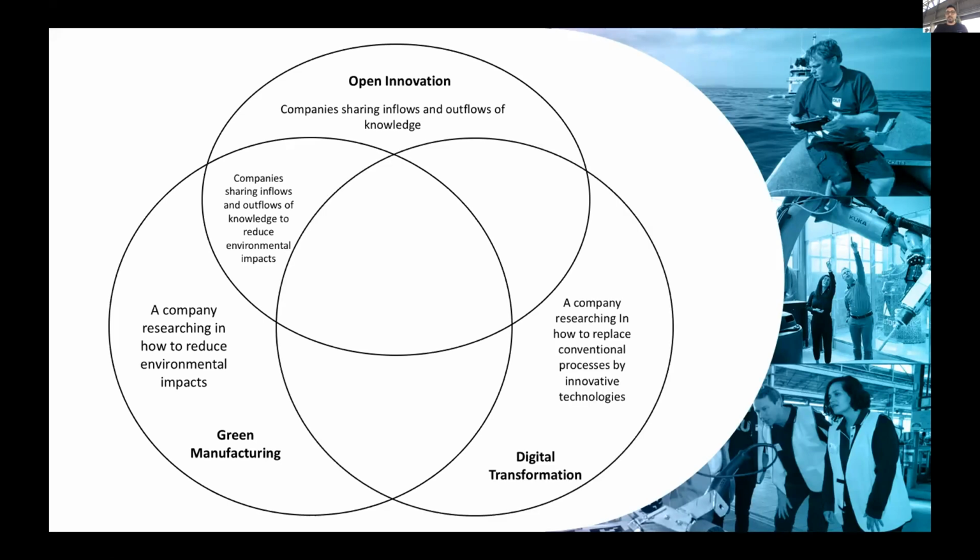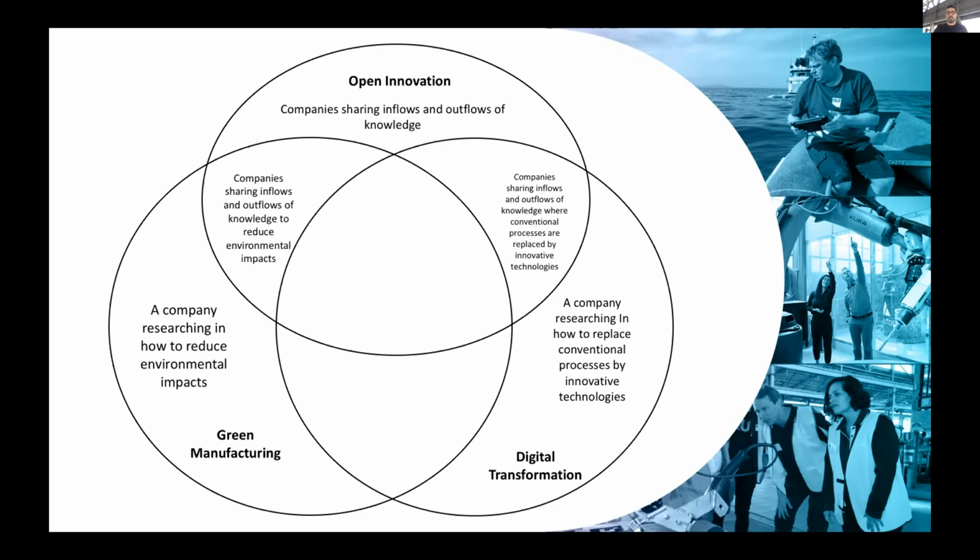If we take the third domain, which is digital transformation, we can see that a company researching how to replace conventional processes with innovative technologies is integrating the digital transformation domain into its production system.